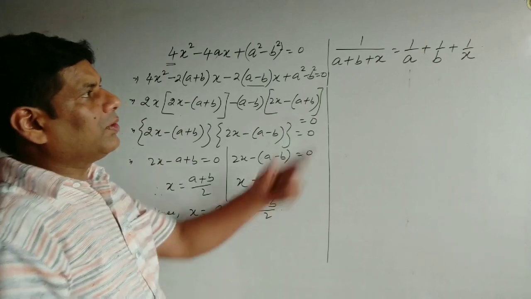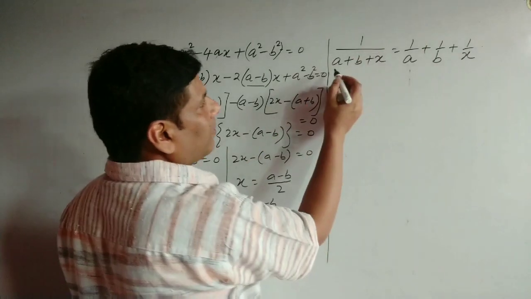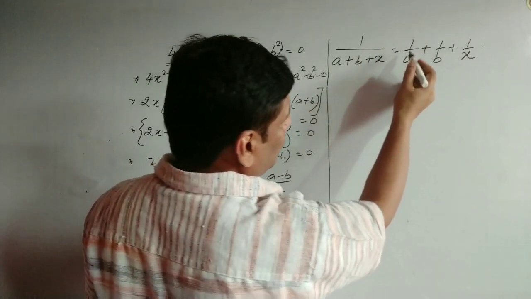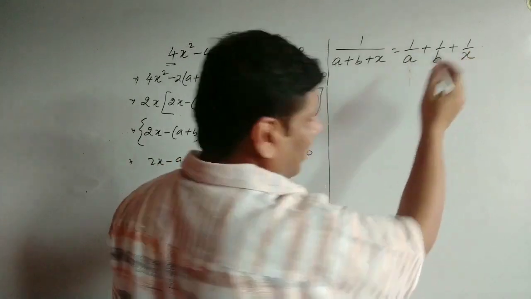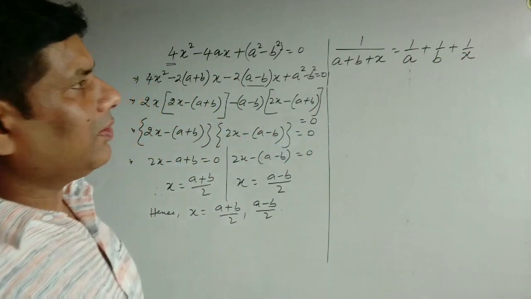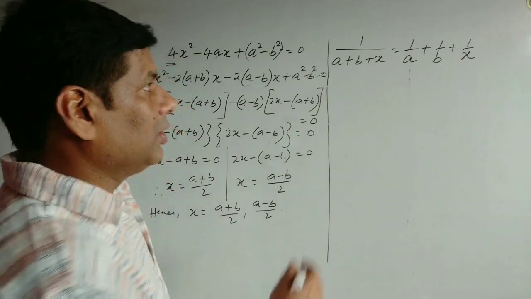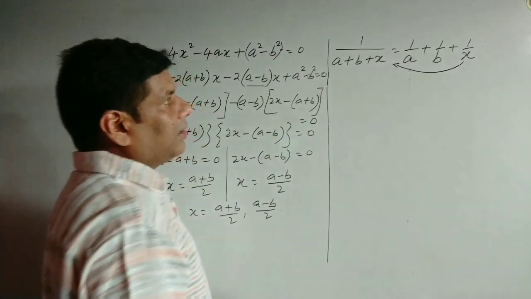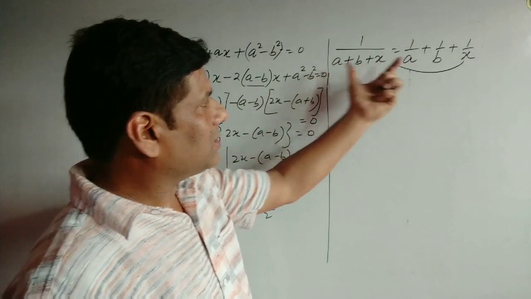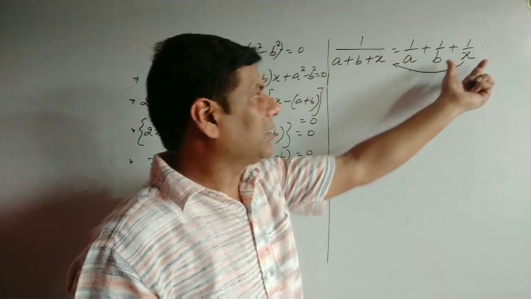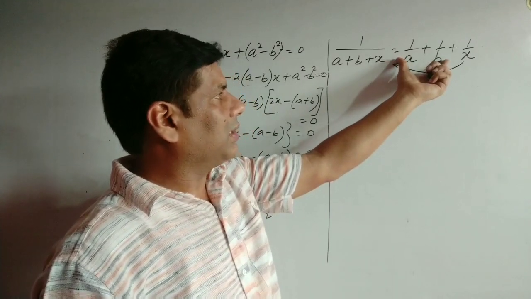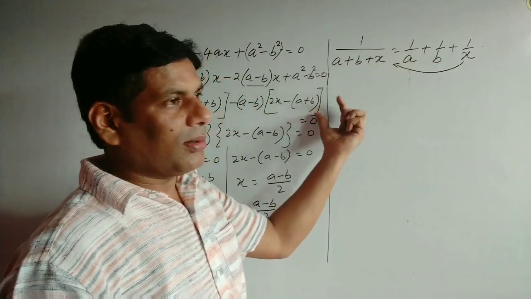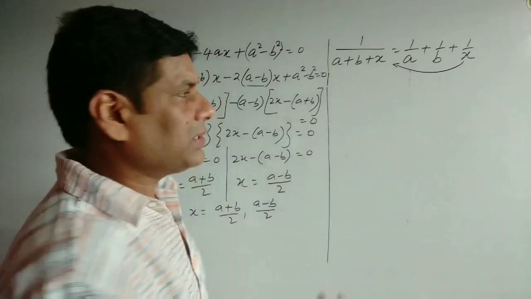Moving to the next question, we have 1 by (a plus b plus x) equals 1 by a plus 1 by b plus 1 by x. Here x is the variable and we have to find the value of x. So just take this term of x to this side, because this term also contains x and this term is also x, and these are constant terms. So we will keep the variable term on one side and the constant term on one side.